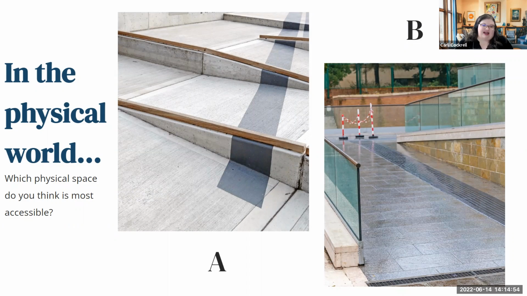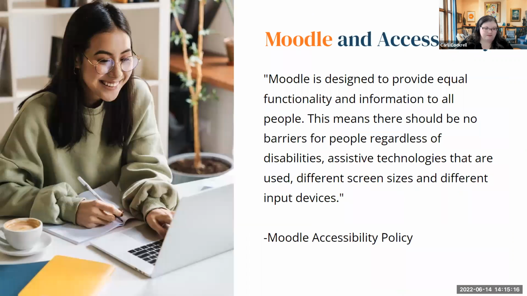Option A may have been considered a suitable option 30 years ago, but now option B is more suitable as societies learn more about accessible design. And digital accessibility is the same in this regard. It's always improving, changing, and therefore what was designed 20 years ago may not meet the accessibility standards of today.